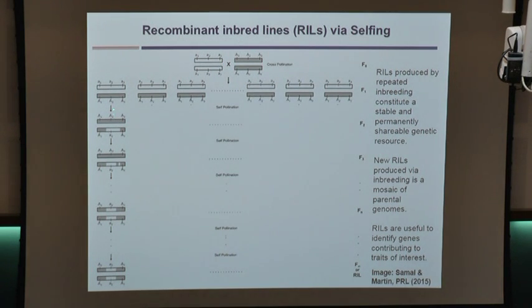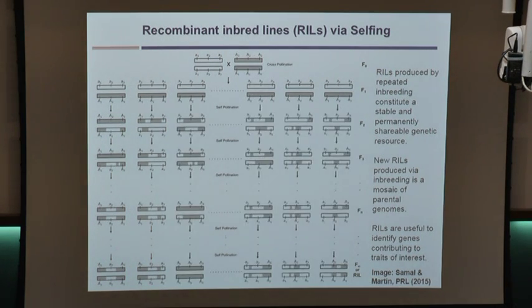So basically, you are doing it for one individual at a time. Similarly, you can start with another individual and you will get a different strain at the end of the day, which is a fixed state as well. Essentially, what you will get in this process is a mosaic of the parental strains. These are the recombinant inbred lines.